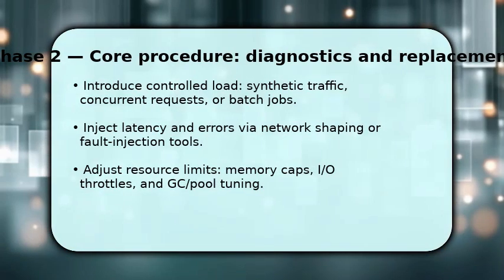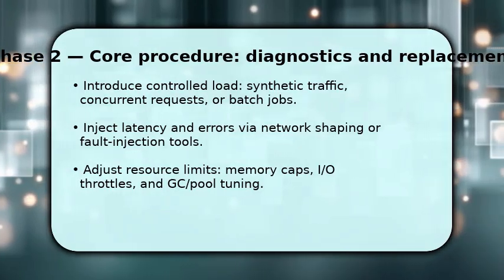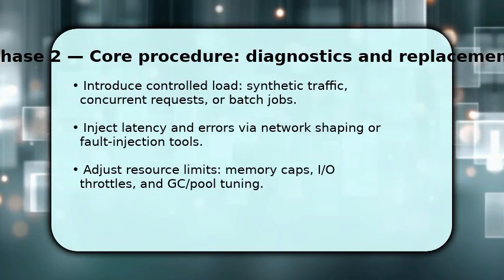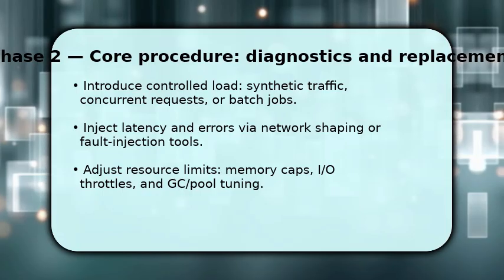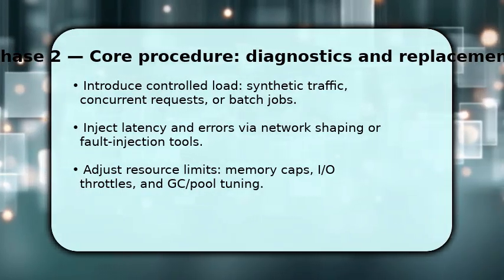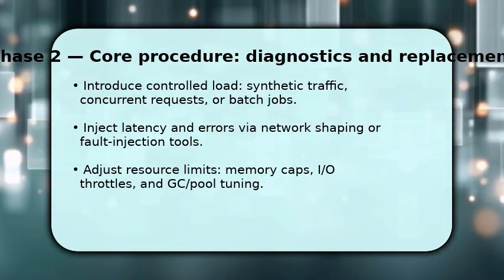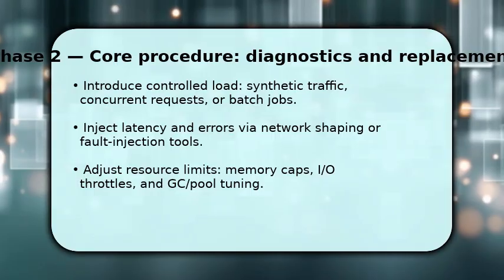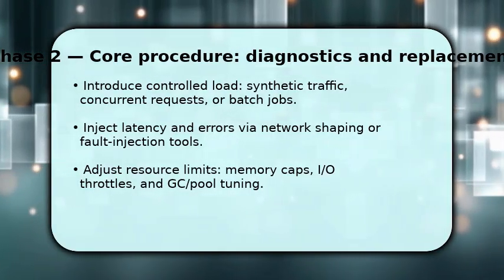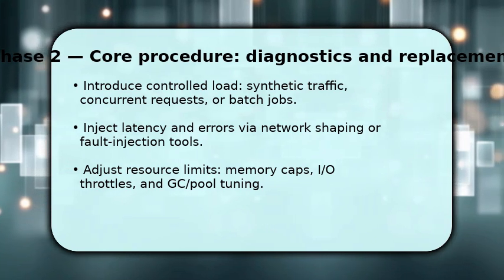Introduce controlled synthetic traffic or parallel batch jobs to simulate stress. Make sure to shape network latency and packet loss with a tool. This reveals timing-sensitive failures. At the same time, tighten memory caps, impose I/O throttles, and alter garbage collection or pool settings to increase contention. Keep changes small and sequential, and watch key metrics. When error rates climb, pause and document the exact setting that triggered the shift, so you can reproduce behavior.